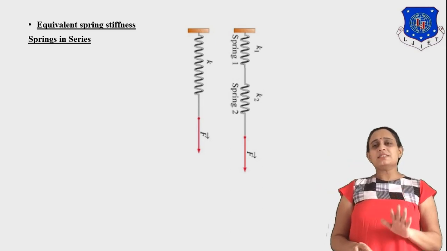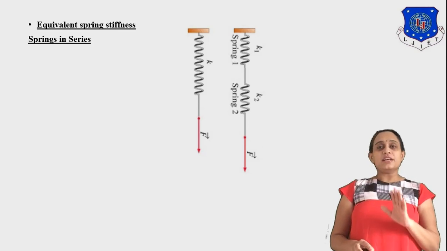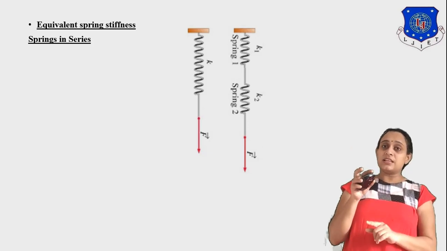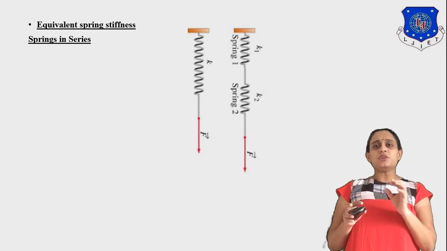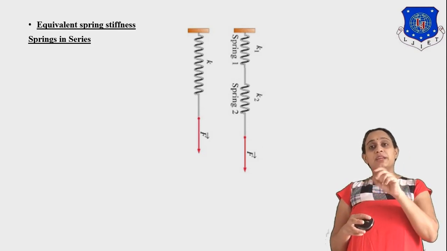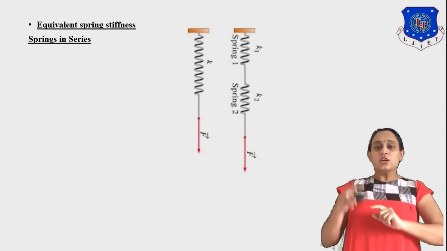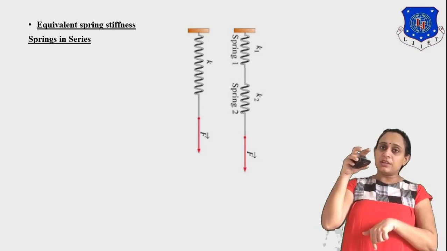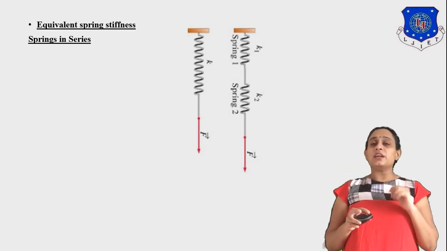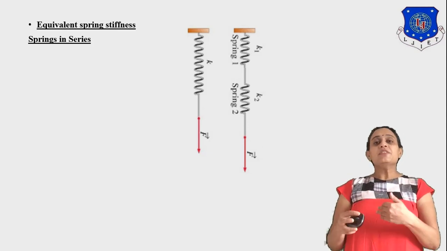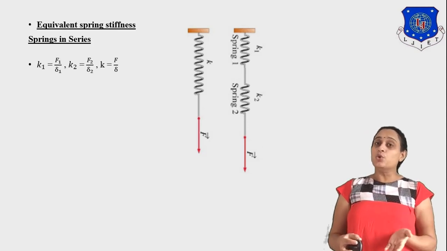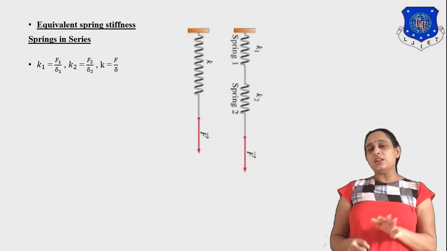First of all, we are considering springs in series. As you see in our diagram, suppose there are two springs attached in series, and suppose we put some force on the spring. Now what will happen with both of the springs attached in series? The first spring, with respect to the downward load, will be elongated. The second spring will also be elongated. We need to find out how much spring stiffness will be the equivalent of both of them. So let us first have our equation.